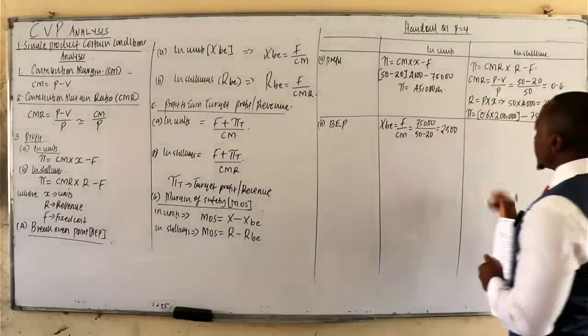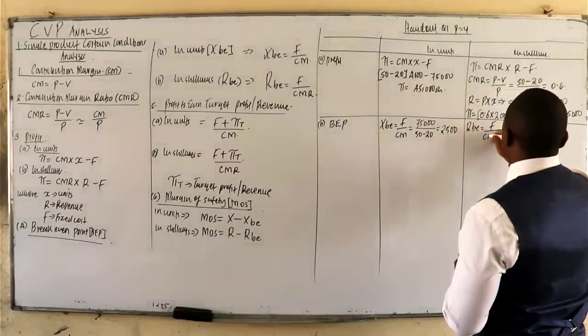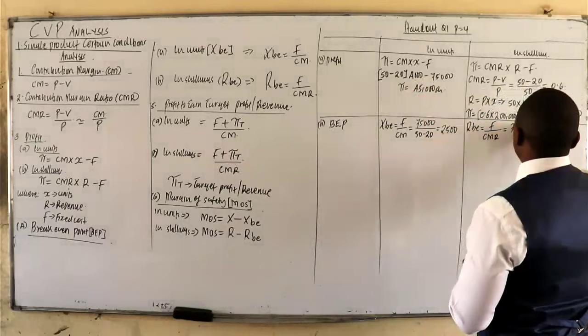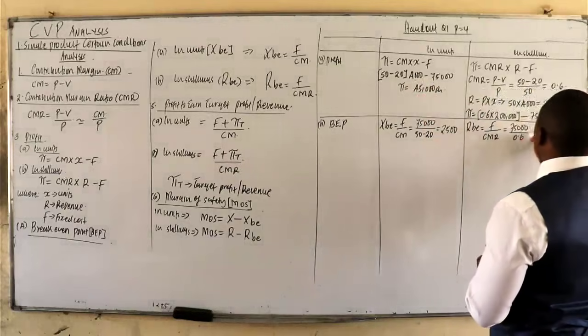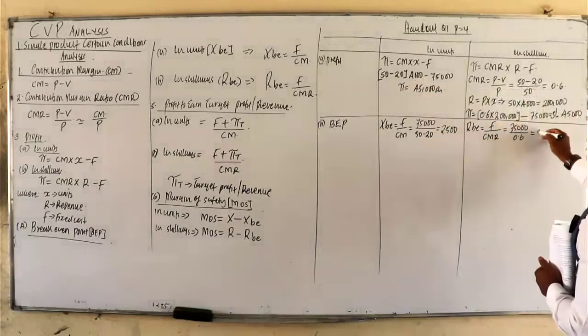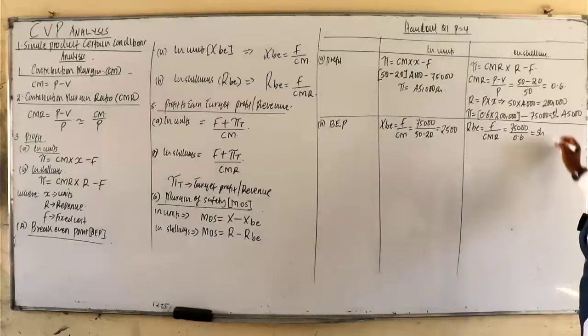What about in shillings? So in shillings, RBE, you take the fixed cost over the contribution margin ratio, which is 75. Contribution margin ratio was 0.6. In terms of revenue, how much should our revenue be in order to break even? 125. Good.